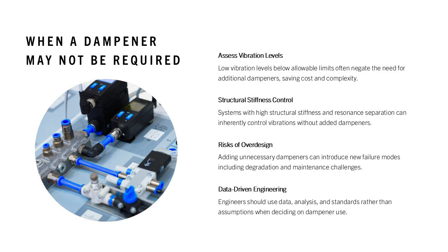If measured vibration levels are well below allowable limits, damping may provide little additional benefit. Systems with high structural stiffness and adequate separation from resonance may inherently control vibration. In some cases, sufficient fatigue margin exists even under dynamic loading. This slide reinforces that good engineering includes knowing when not to add components. Overdesign can introduce new failure modes, such as dampener degradation or maintenance oversight. Engineers should rely on data, analysis, and standards rather than assumptions.